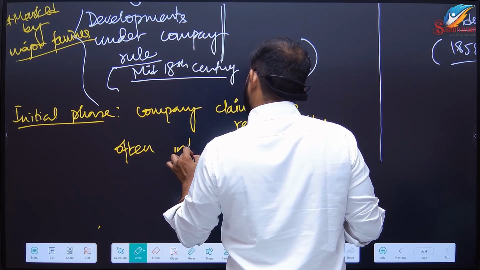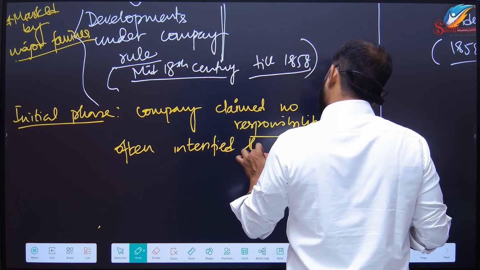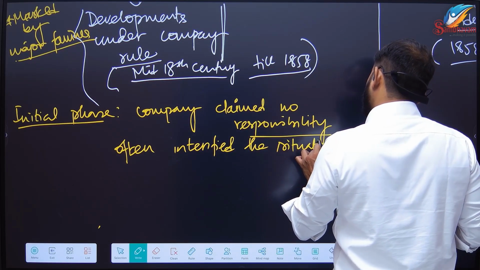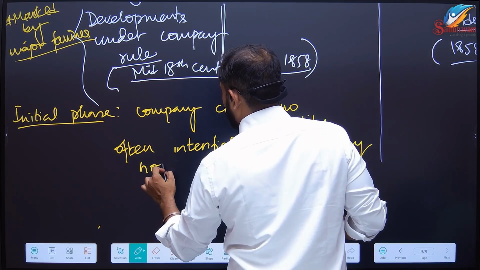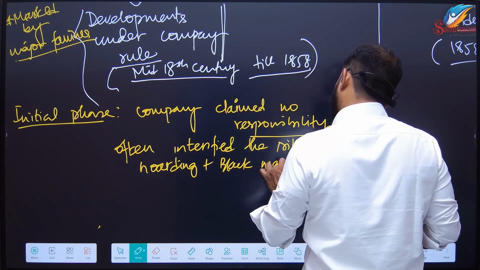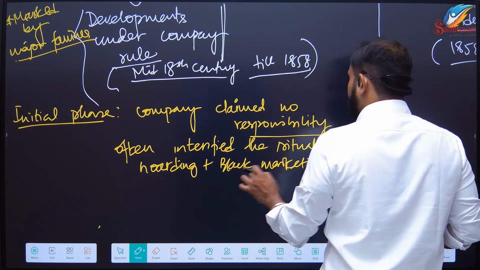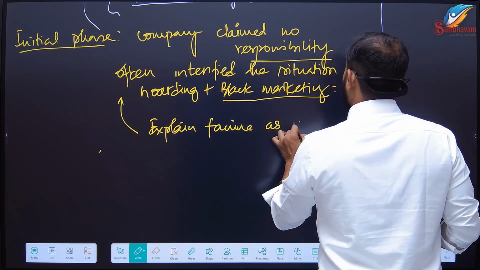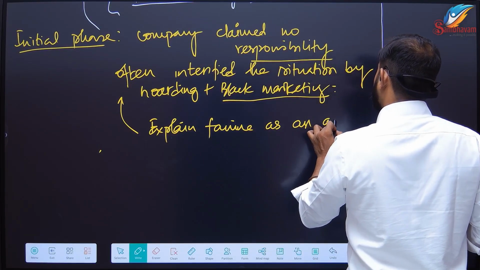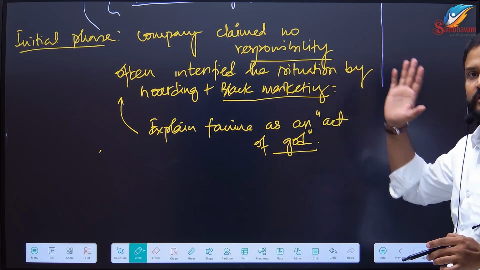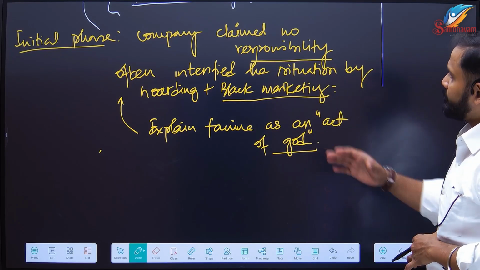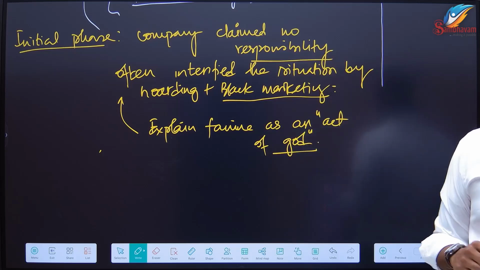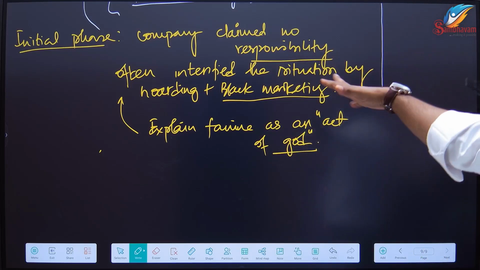They often intensified the situation by hoarding and black marketing. Rather than addressing it, they used to intensify it. They also explained famine as an act of God, to let go of responsibilities. Please write it down. We'll look into the right portion first. First, you need to write here.